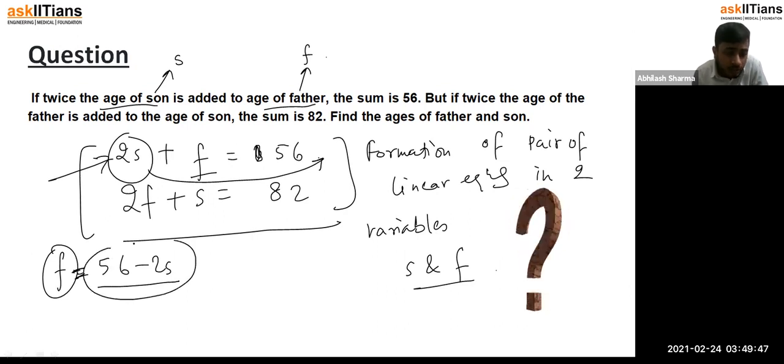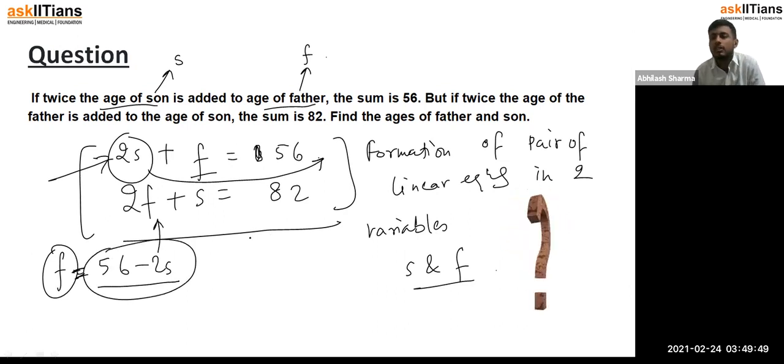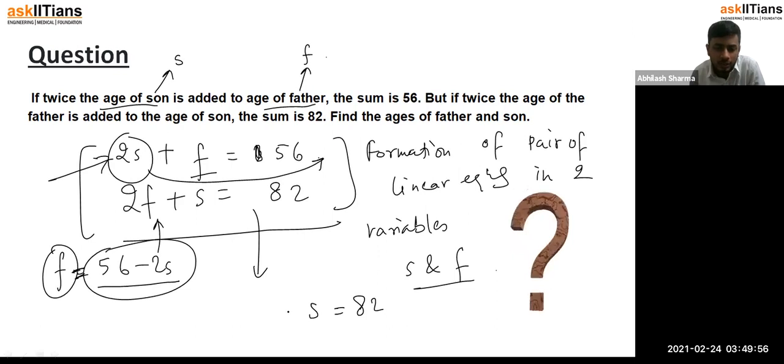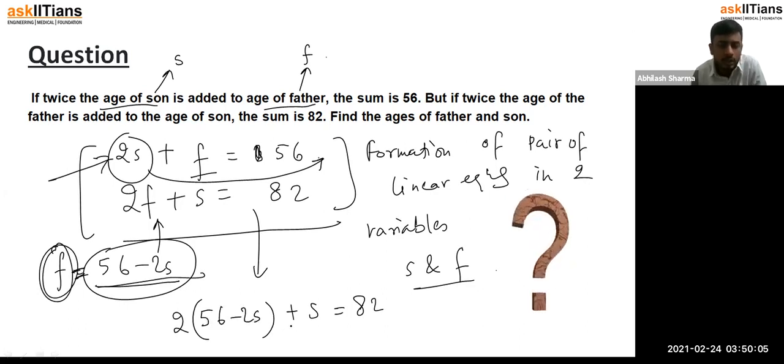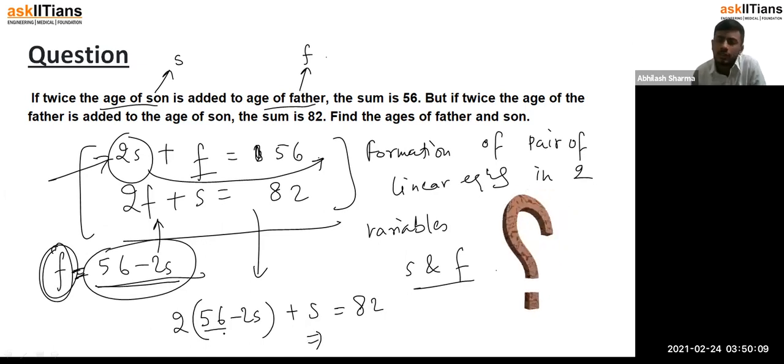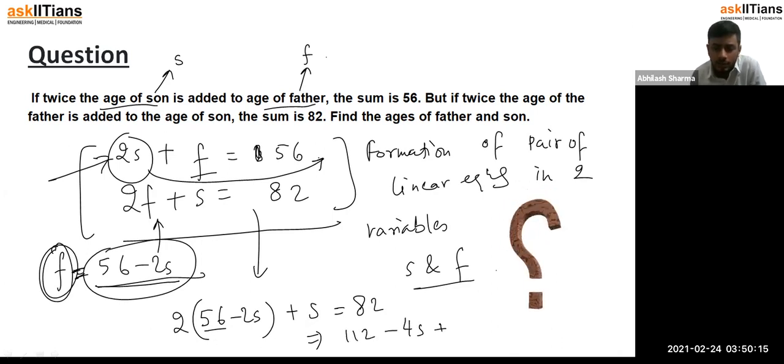Now just put this value of F in the second equation. That's it. So we substitute this value of F in this equation: 82 is equal to S plus twice of F. What is the value of F equal to? 56 minus 2S. So just put it here, 56 minus 2S. Once you do that, what are we getting? What is twice of 56? We are getting 112 minus 4S plus S is equal to 82.